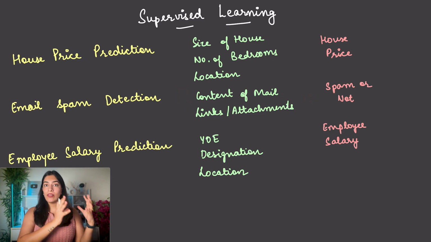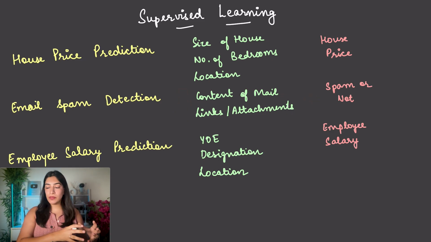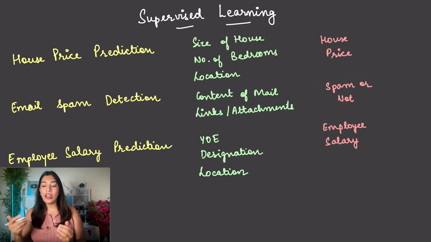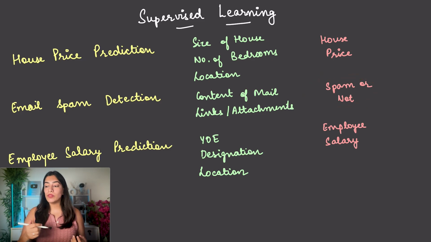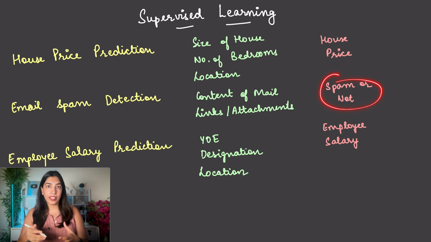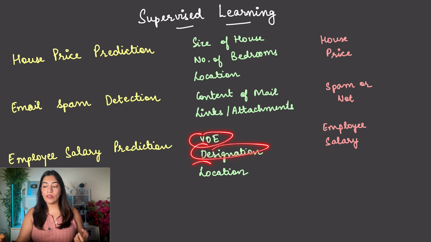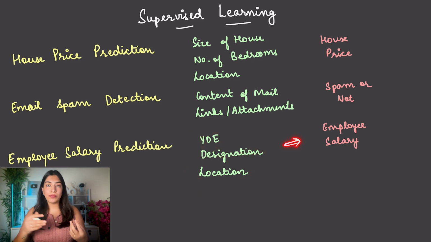So we already have the data set where a lot of mails are present and there is a label attached to it whether the mail is a spam or not. So that tomorrow when a new mail comes, we will be able to detect whether the mail is spam or not. Similarly, for employee salary prediction, we have years of experience, designation, location, and similarly more features like this, based on which our model is supposed to understand the relationship that usually for these features, this is the employee salary. So that tomorrow when the new employee comes, we are able to predict the salary for that.